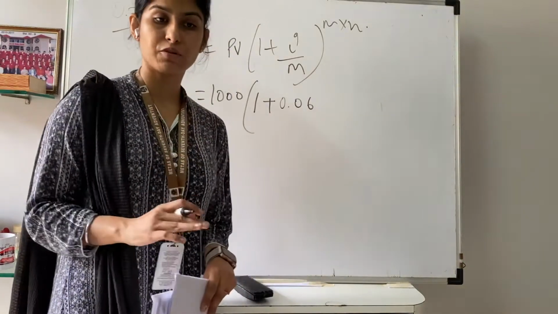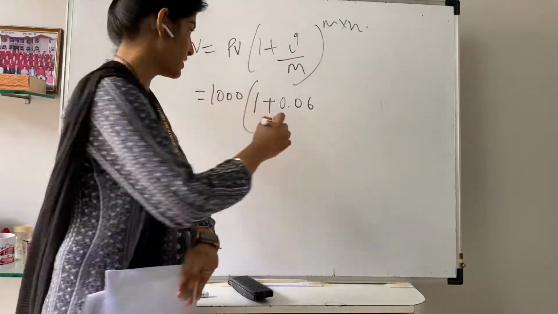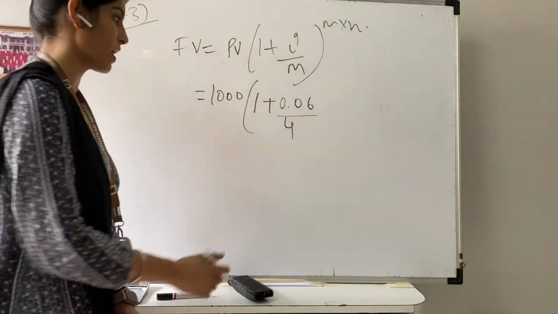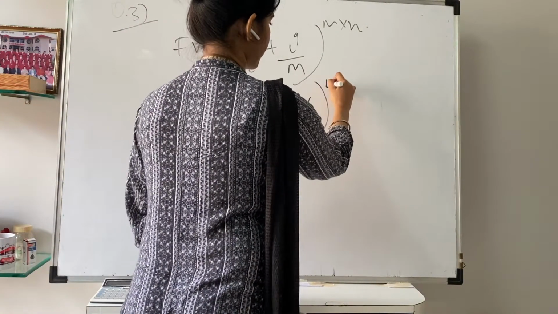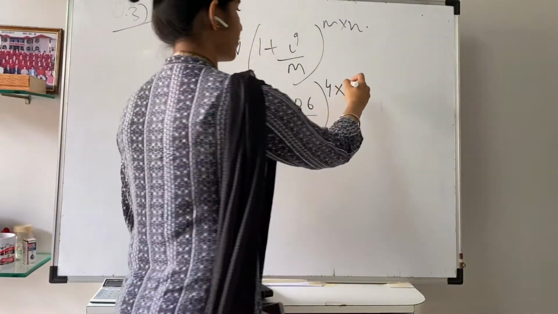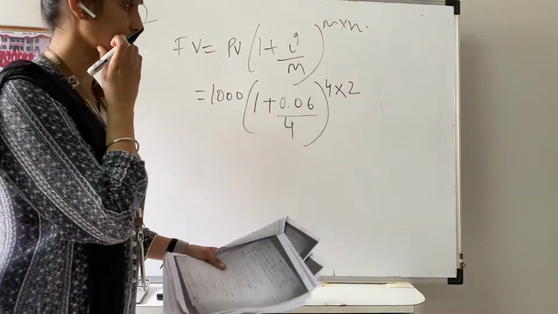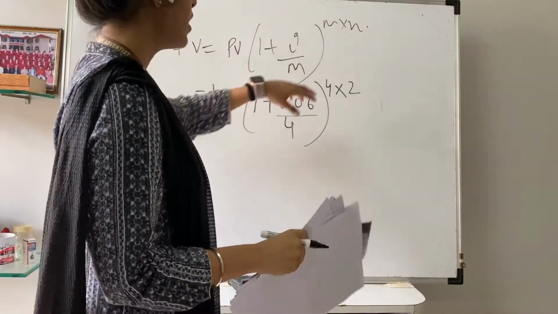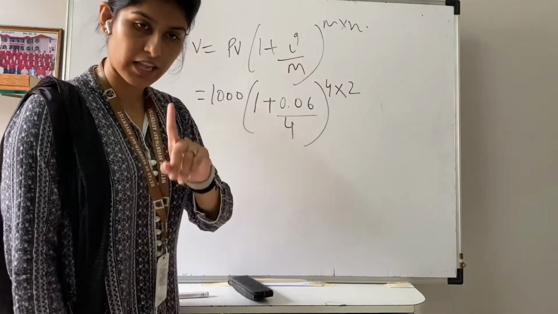Now we have to calculate it quarterly. That means m will be 4. We need to calculate quarterly, so m will be 4, and we need to calculate for the end of 2 years. So your n will be 2. Sorry. m is likewise if we need to calculate for 1 year.